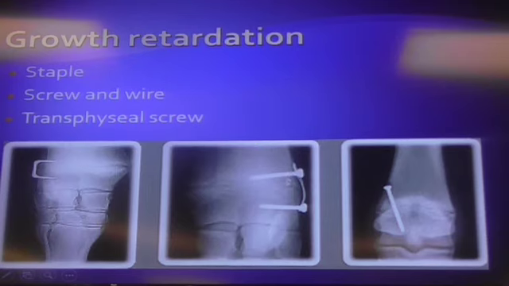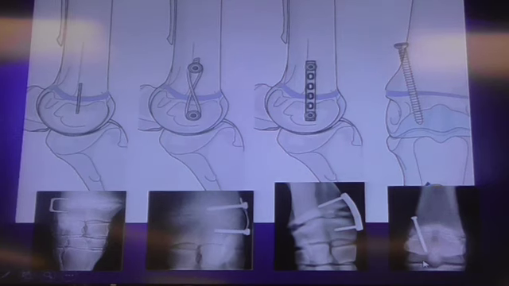This is two screws placed approximately horizontal to the physis, which is right here, and a little bit of wire in between. Same idea, it just locks them in. And this is a transphyseal screw. Probably the most common way we do it nowadays is the transphyseal screw. So you're making one stab incision here, and radiographically guided, placing your screw through the physis and making sure you don't hit the joint. I think I've got an individual slide.